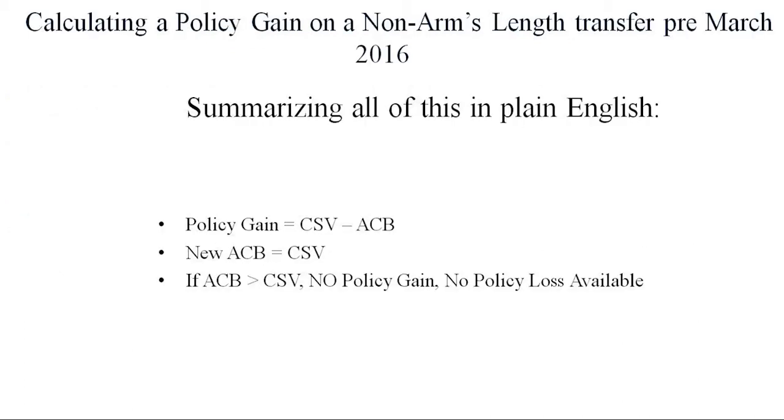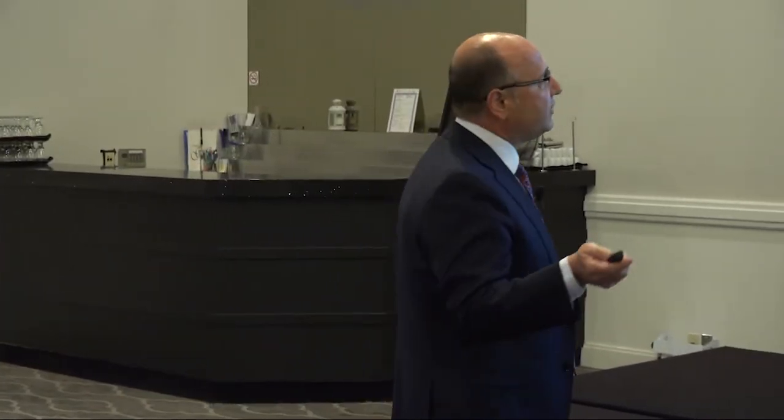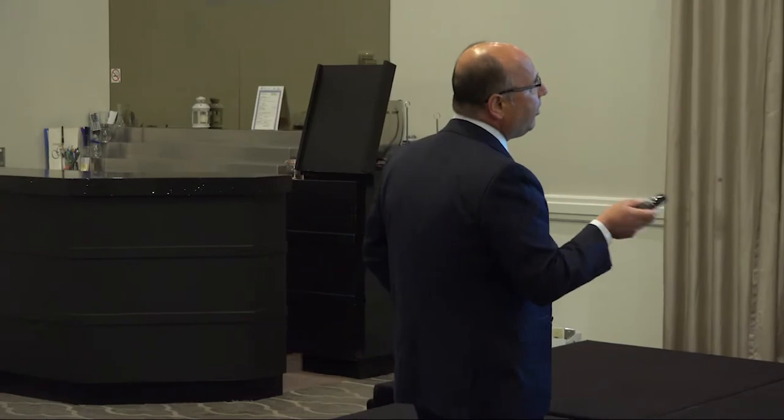Policy gain equals cash surrender value minus ACB. New ACB equals cash surrender value. And if the adjusted cost base was greater than cash surrender value, no policy gain, no policy loss available. That's pretty straightforward. That's what governed us pre-March 2016. And up to that point, it all made sense.